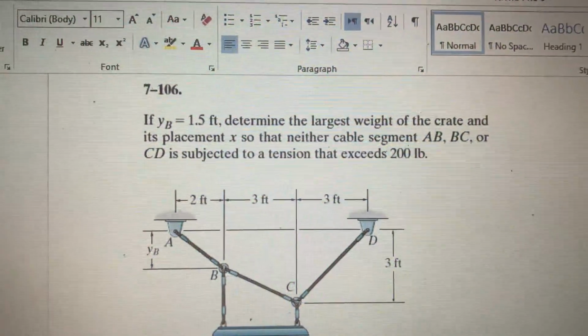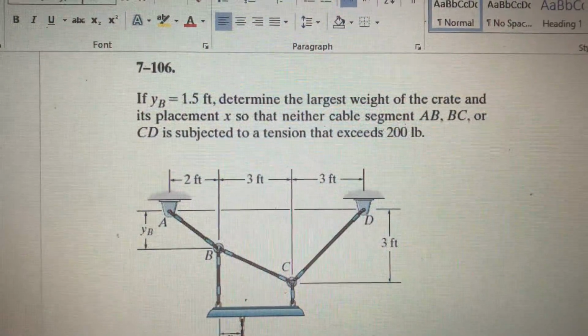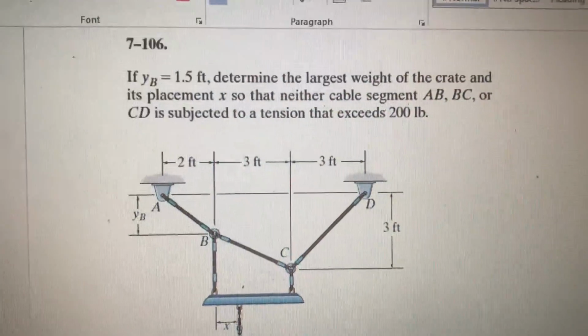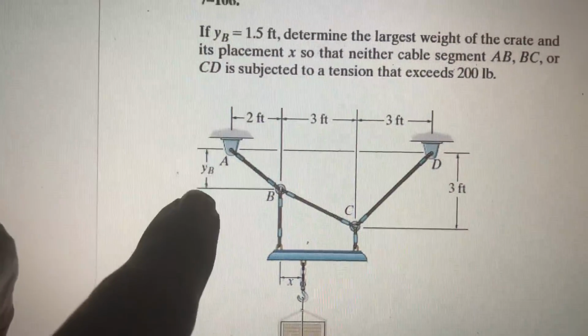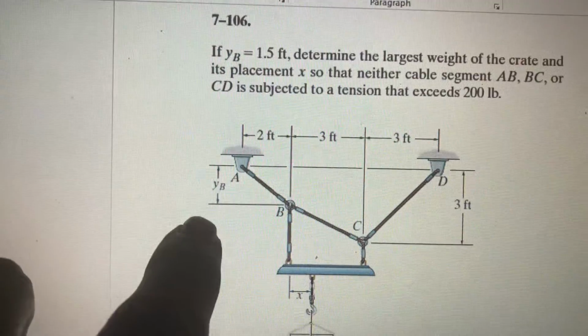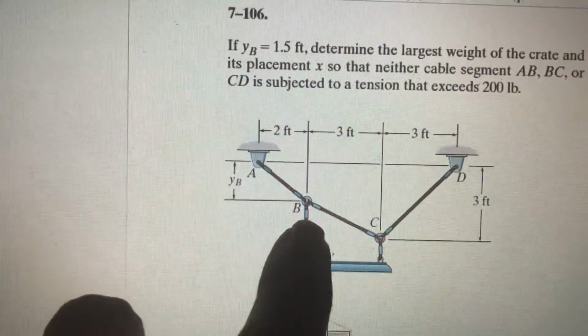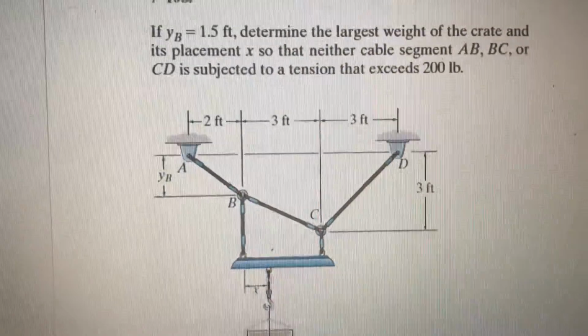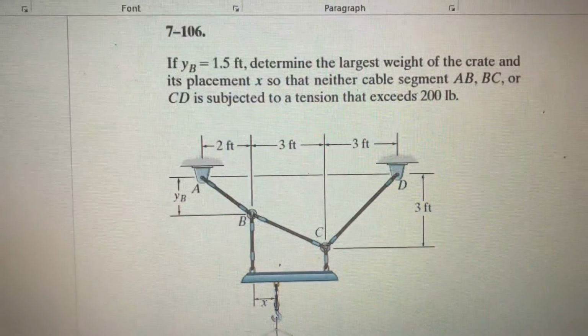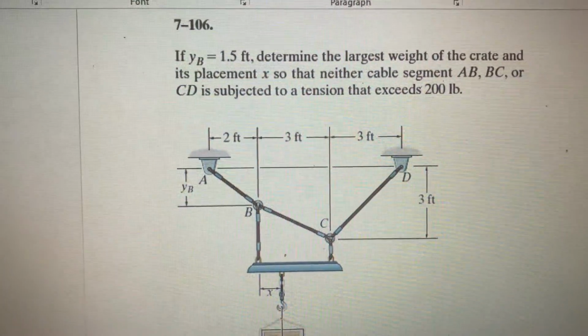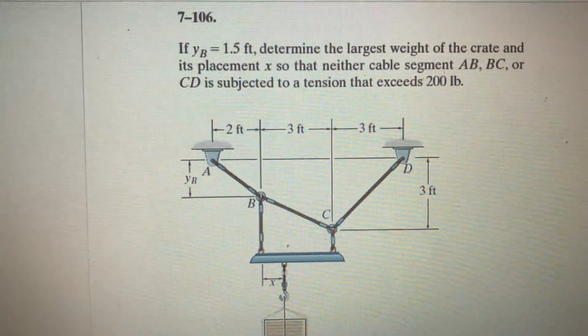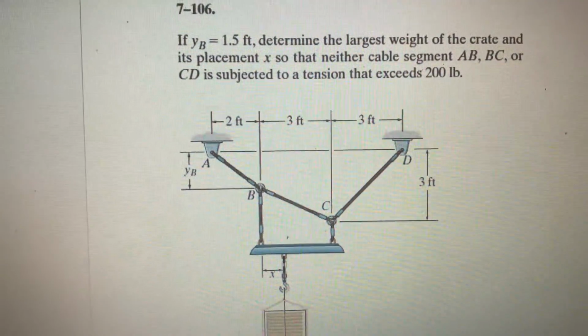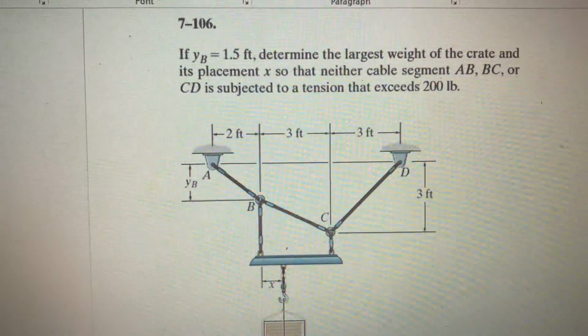Let's look at this question. If YB is 1.5 feet, this is YB, from point A, the vertical, to point B. And look at this question. Determine the largest weight of the crate and its placement X.